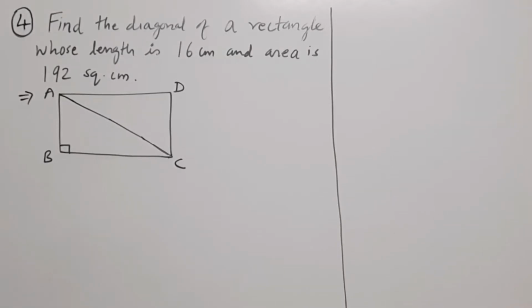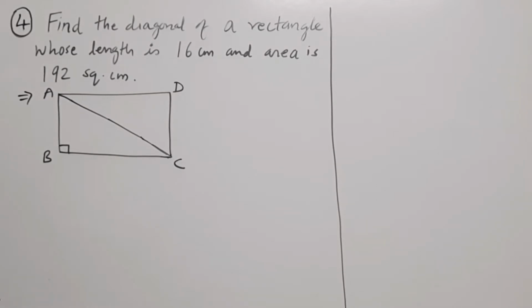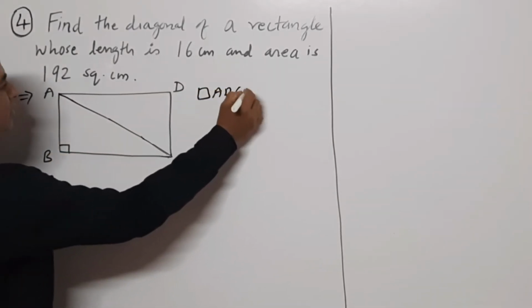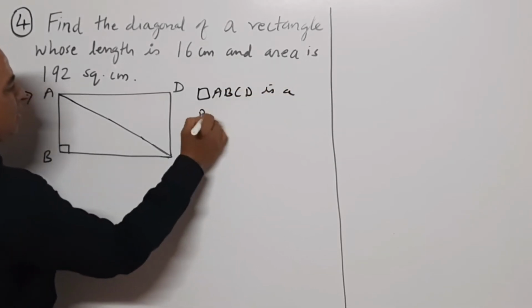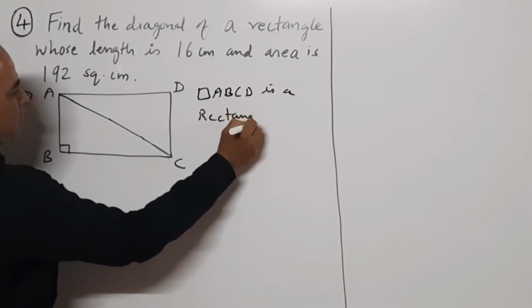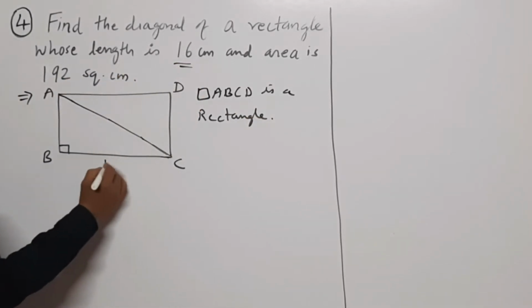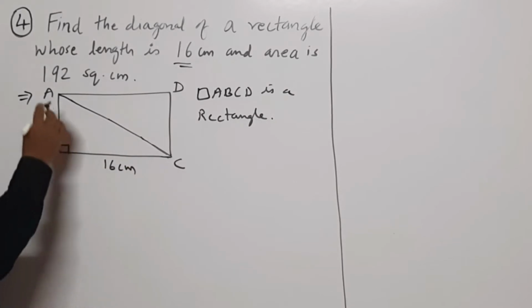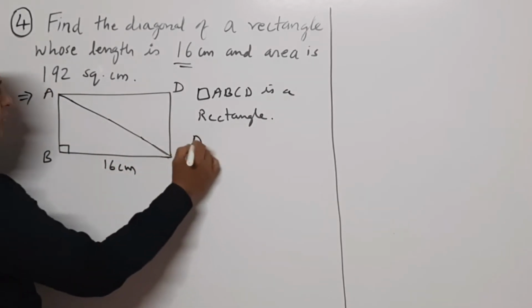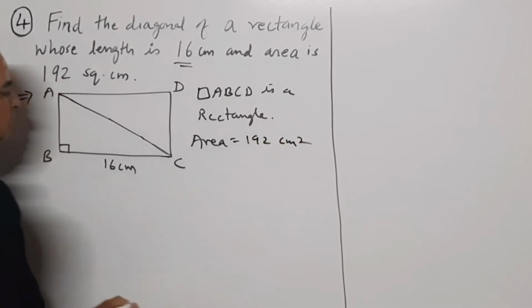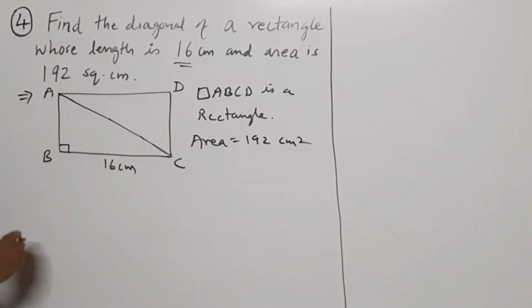Fourth example, find the diagonal of a rectangle whose length is 16 centimeters and area is 192 square centimeters. So let us consider quadrilateral ABCD is a rectangle whose length is given. So let BC be 16 centimeters and the area of the rectangle is given as 192 square centimeters. So here we have to find the length of the diagonal AC.